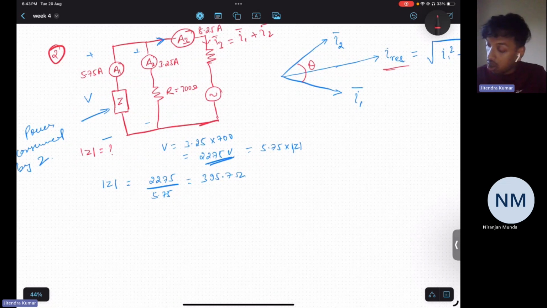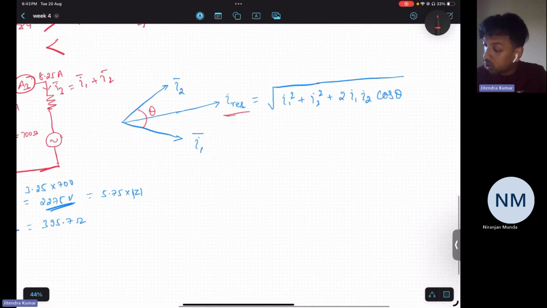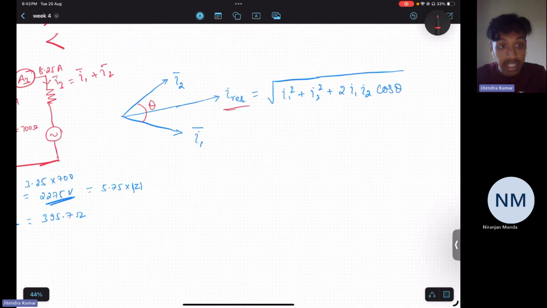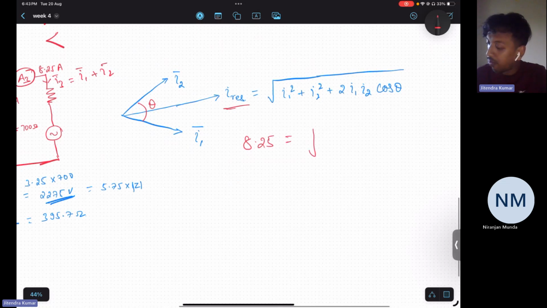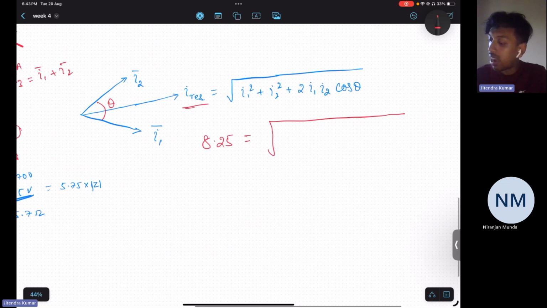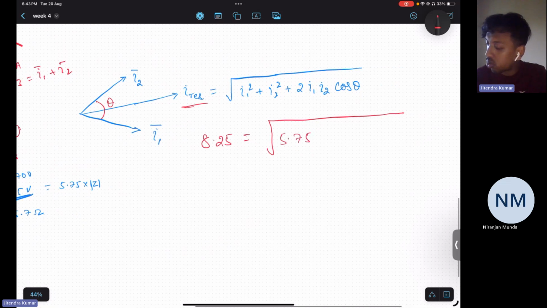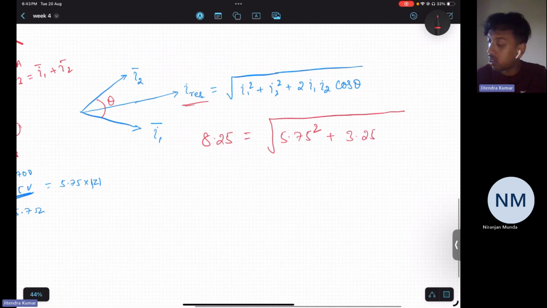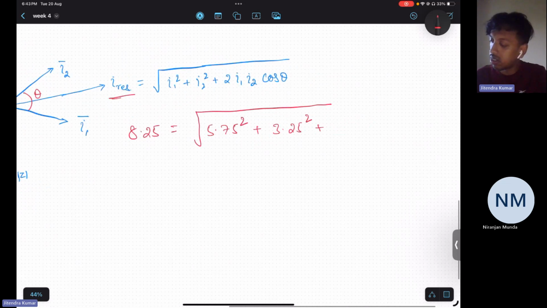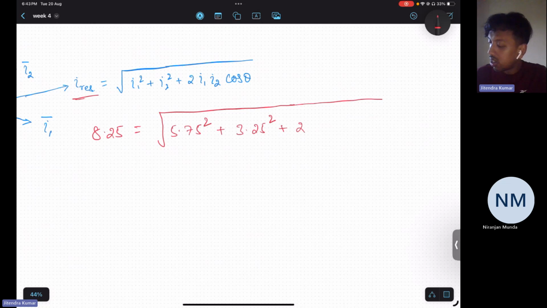So now we got it. I am just going to put the values. I resultant means magnitude, so it is nothing but 8.25, which is equal to I1 squared, which was 5.75 squared, plus I2 squared, which is 3.25 squared, plus 2 into 5.75 into 3.25, into cos theta.